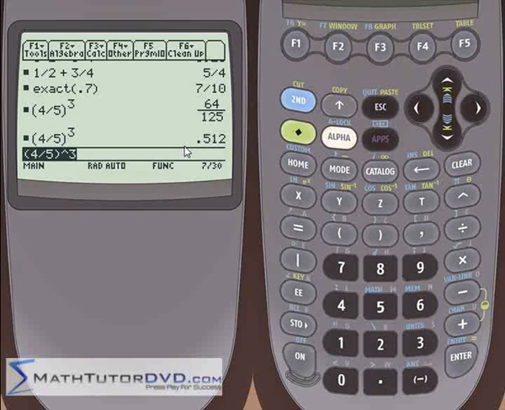Very, very powerful feature. Use it and get comfortable with it. It'll help you out on your test.